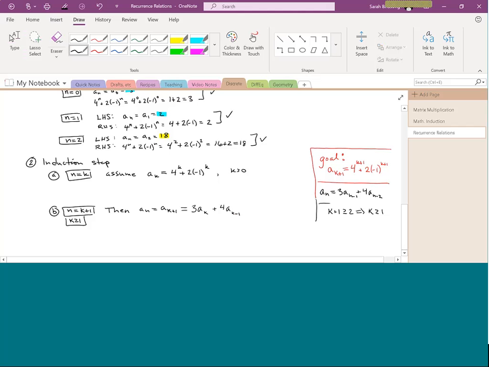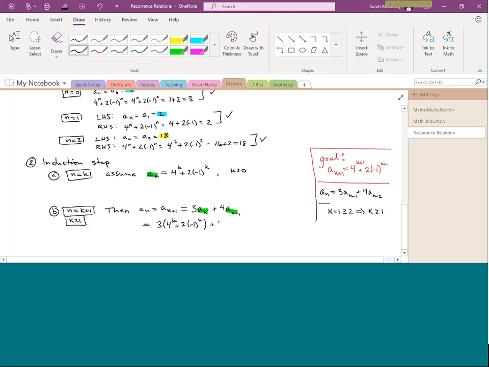Now, here's what we know about these guys. These are previous terms, and what do we do in our induction step? We're always trying to replace something we don't like with a formula we already know works. So we already know right here that our kth term equals 4 to the k plus 2 times negative 1 to the k.